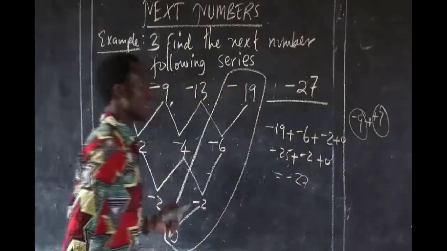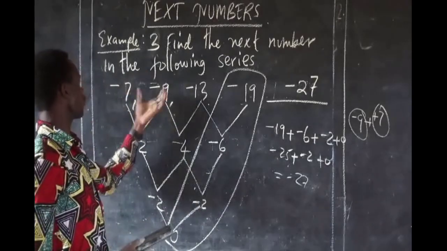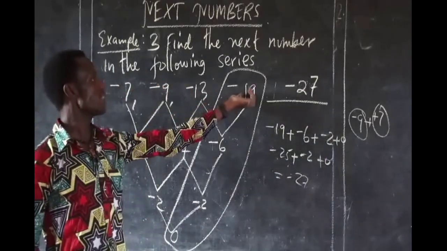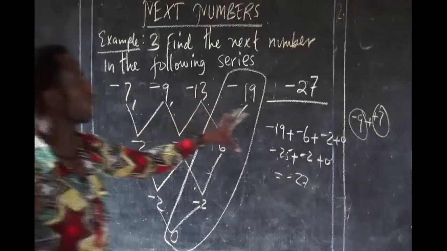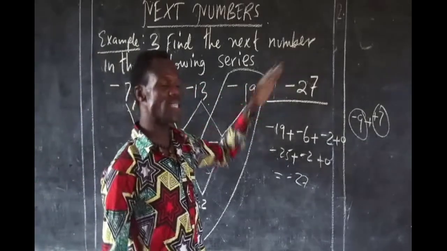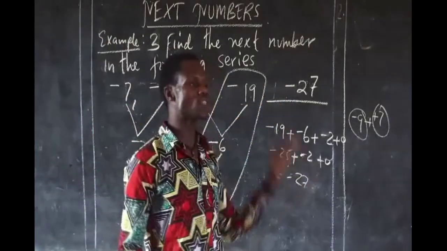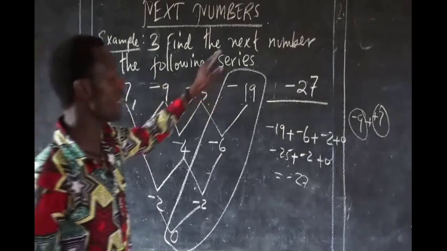So I get this negative 27 after knowing the difference between 9 and 7, 13 and 9, and then 19 and 13. So definitely what we have to know is how to find the next number. And as I said earlier, we don't have the specific formula that is used to find out the next number.